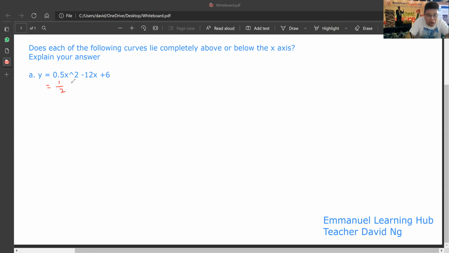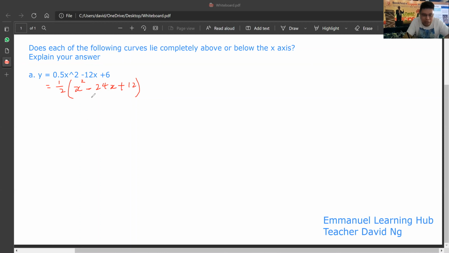So you're going to take out your half. If I take out half, everything here times 2, not divide by 2. Some students divide by 2. Because I take out half, you need to times 2. Not divide by 2.